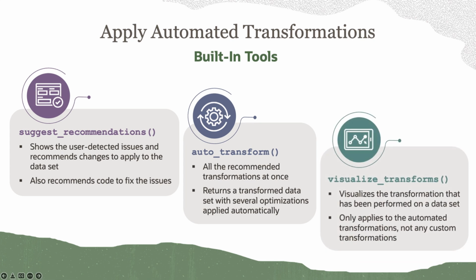The third one is visualize transforms. You can visualize the transformation that has been performed on a dataset by calling visualize_transforms. It is only applied to the automated transformations and does not capture any custom transformations that you may have applied to the dataset.